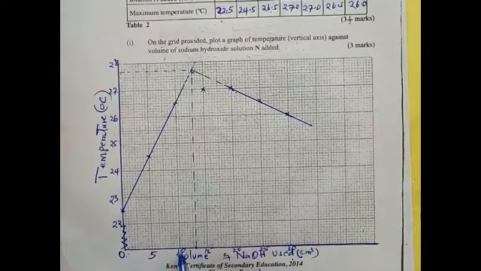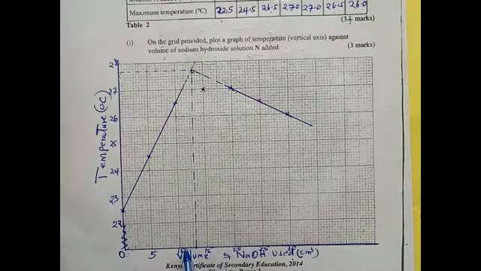Therefore this is 10, this is 15. Therefore two small squares represent 1. So this is 11, 12, 13, 14, and then 15. Therefore 13 is here. So the volume is 13 centimeters cube.